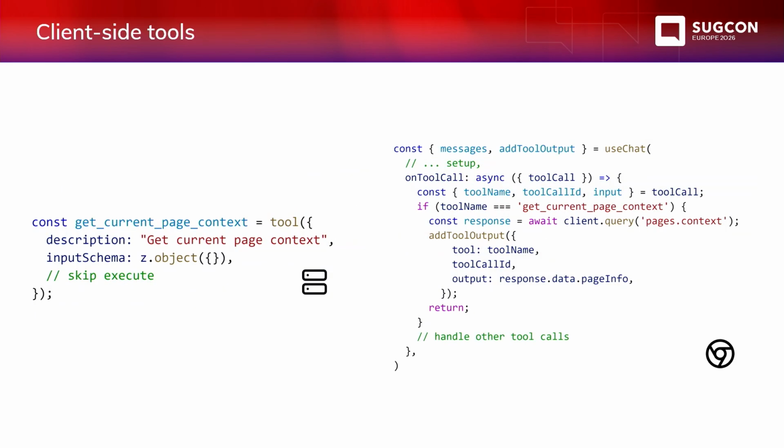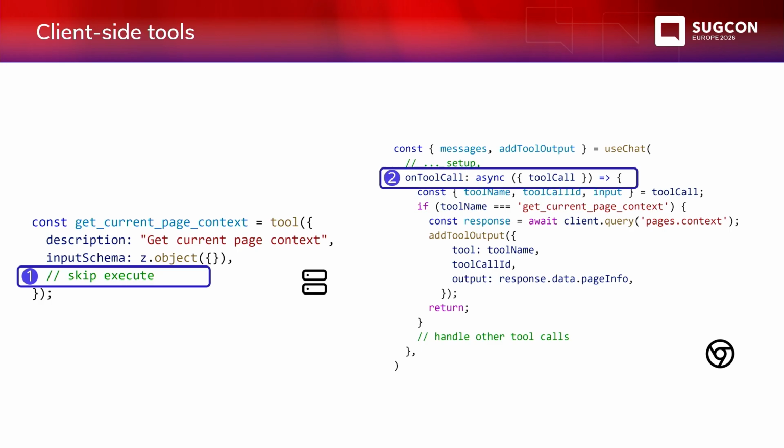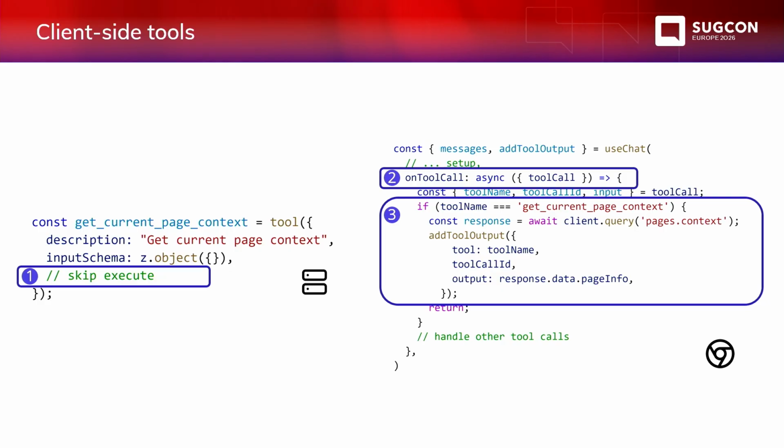You just define the tool as previously, just skip the execute function, and you need to handle the tool call on the client side. And you can do it with onToolCall, execute it directly on the client side, and add the output. So the AI SDK will handle it and continue execution as normal.